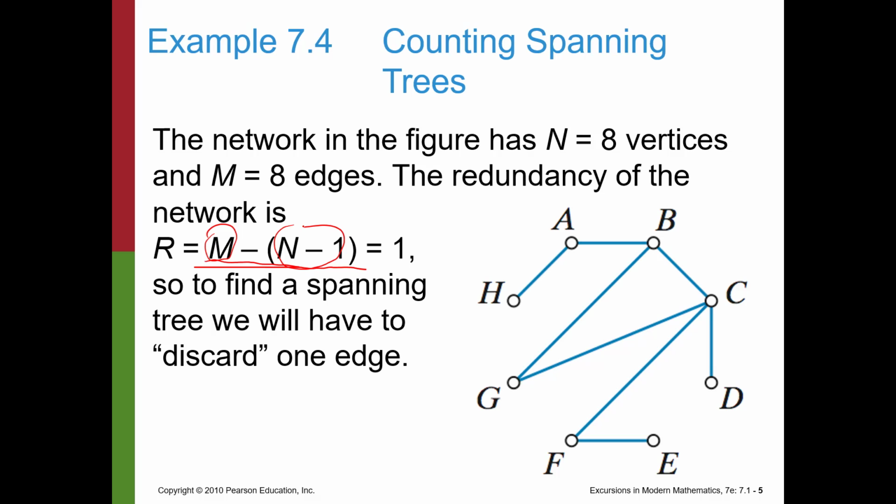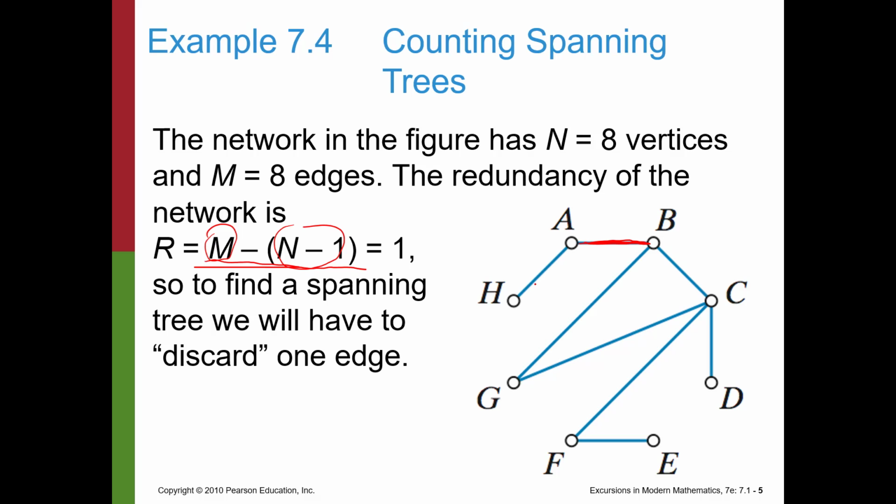We have 8 vertices. If we keep the network connected and we remove one edge, then the number of edges will be 7, which is what we need to be a tree, right? But we've got to be careful, because if we remove AB, then my network will no longer be connected. There will be no path. So what you're going to want to do is make sure that you do not remove a bridge. So that's the vocabulary. The edge AB is a bridge.